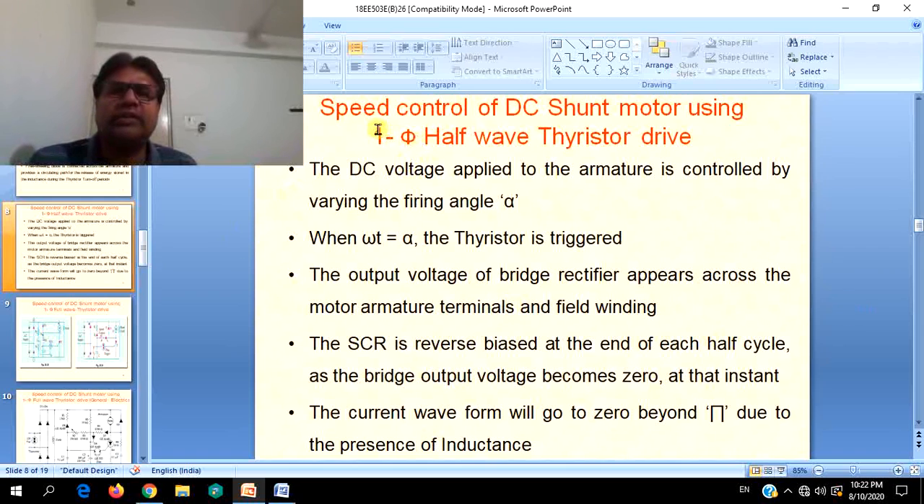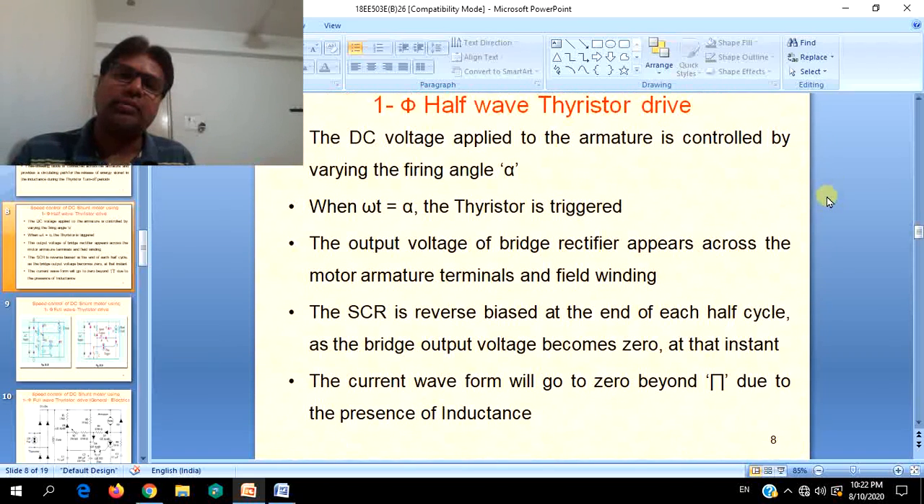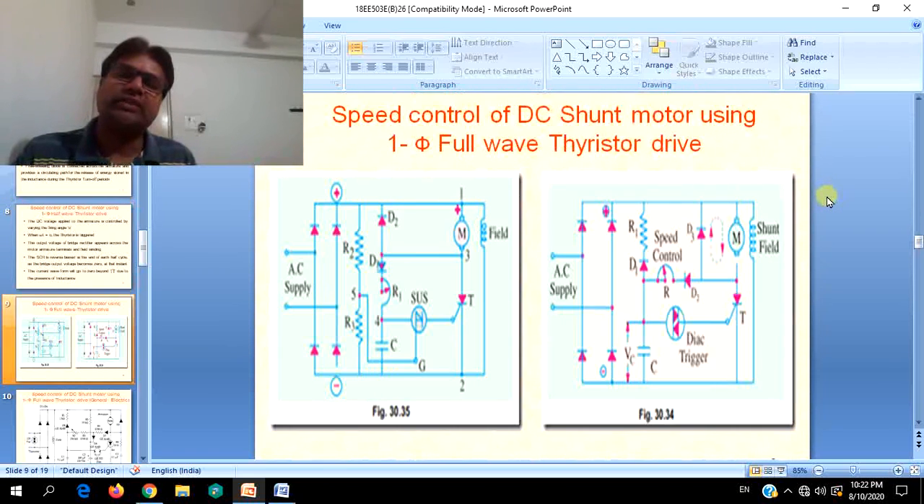That is, even for single phase full wave thyristor drives for DC shunt motors, or half wave as well as full wave thyristor drives for DC series motors, the same procedures which we have discussed so far are applicable, and the same circuits with small changes can be adopted for full wave as well as half wave.